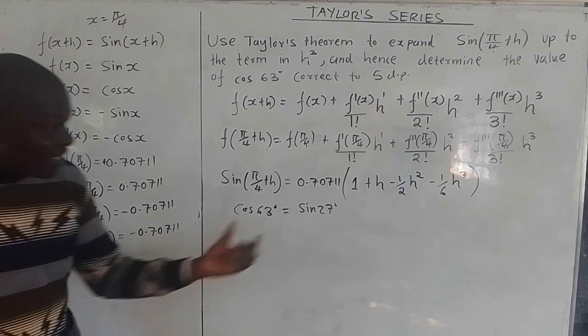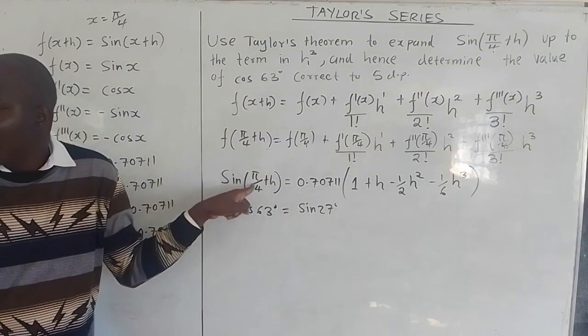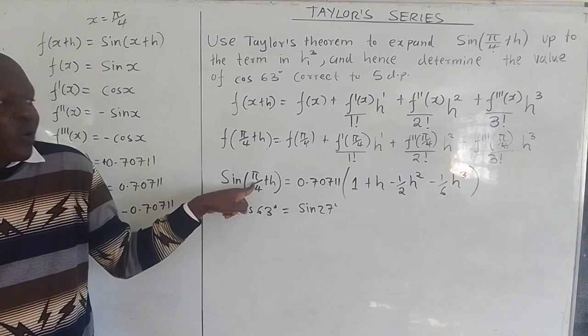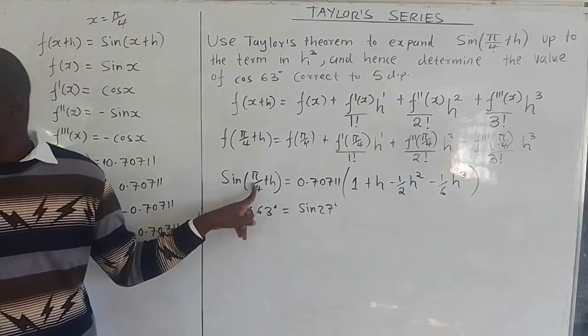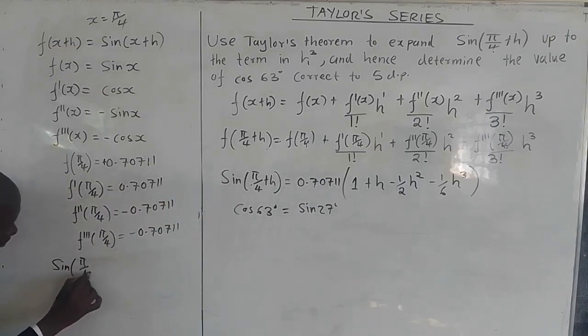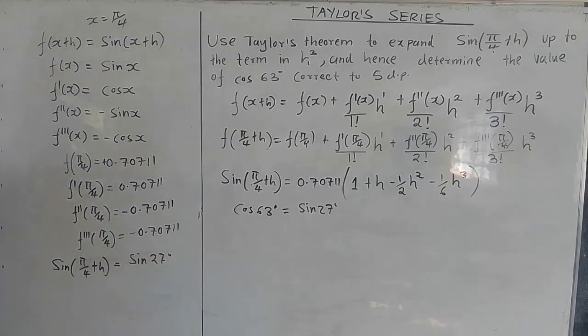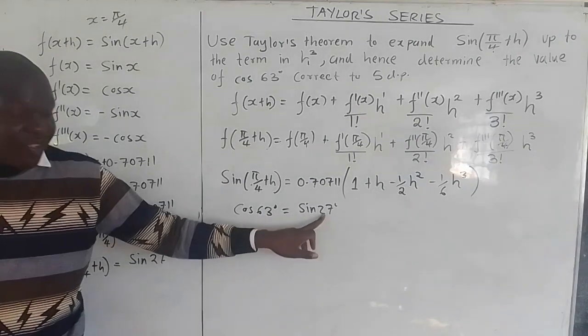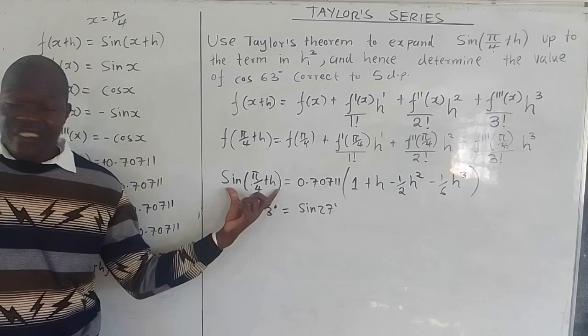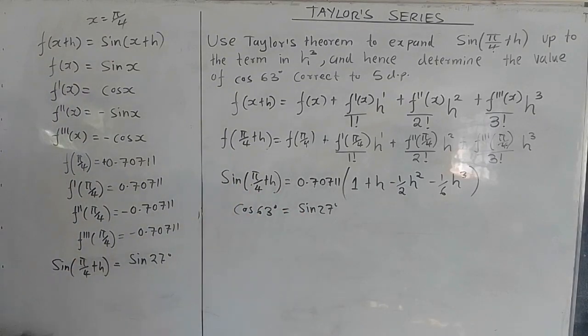Now, this sine 27 must be expressed in the form you have here. Are you seeing this? Which form do you have here? Look at that. You have sine of pi over 4 plus h, which is supposed to be this sine 27 degrees. Are we together? Because where sine of pi over 4 plus h is, you are going to put sine 27 degrees, meaning they must be equal, isn't it?